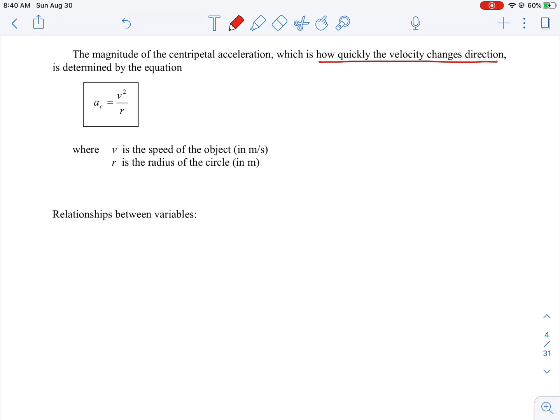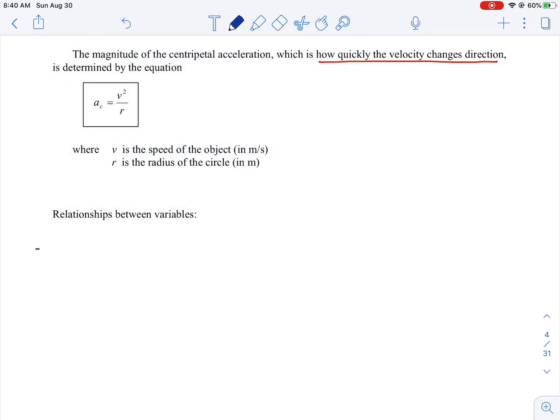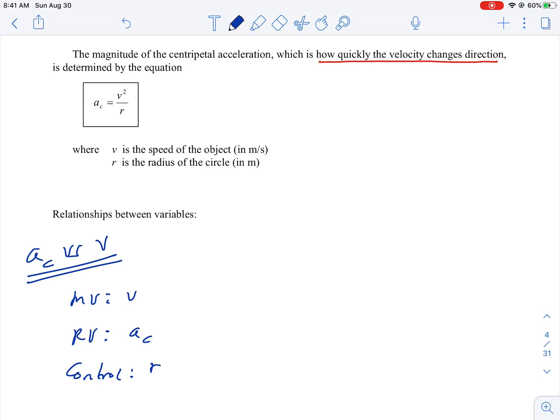Well, let's take a look at some relationships that we have here. The first one is a relationship between AC versus V. In this case, let's imagine that the manipulated variable happens to be V. That's the one we're changing. The responding variable happens to be AC, and the control, what we keep constant, is the other variable R. So that is held constant. If that's true, then we can change this to a proportion. We can say that AC is proportional to V squared.